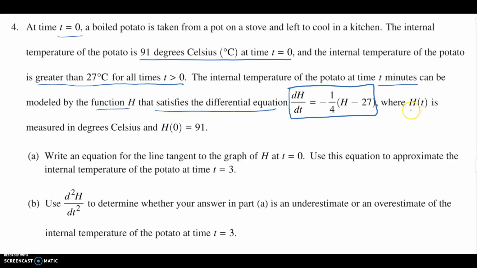And it gives units for h of t, says that those will be in degrees Celsius, and it restates an initial condition from earlier, h of 0 equals 91. So in part A, we're going to write an equation for the line tangent to the graph of h at t equals 0, and then use that to approximate the temperature of that potato at time t equals 3.